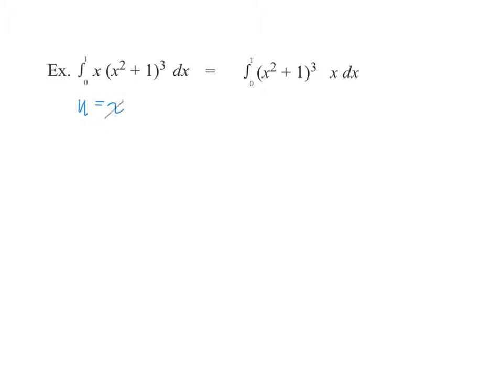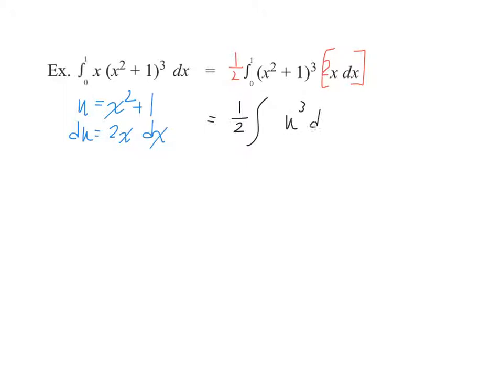U equals x squared plus 1. So du should be 2x. Means we need a 2 at the back and a 1/2 in front. Okay, I think it's ready for U substitution now. This is equal to 1/2 the integral of U cubed times du. The only thing is, I can't write the 0 and 1 there.